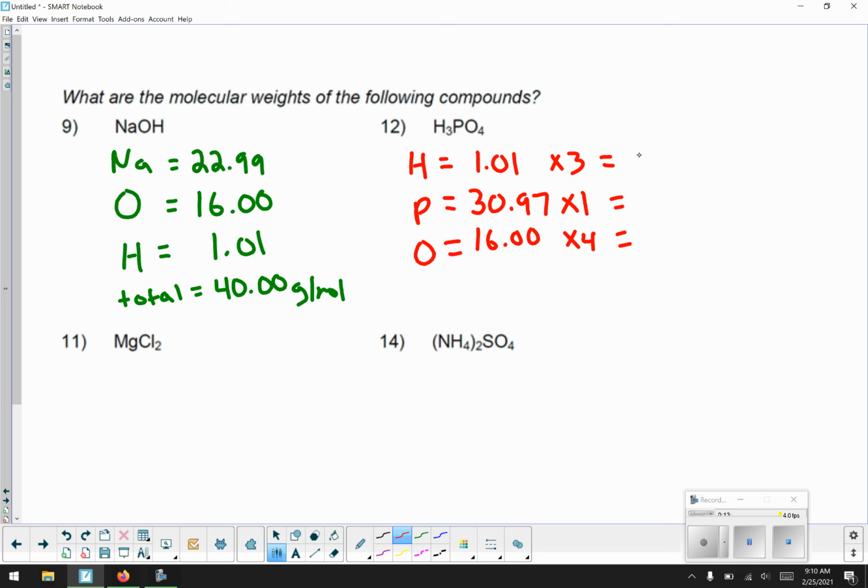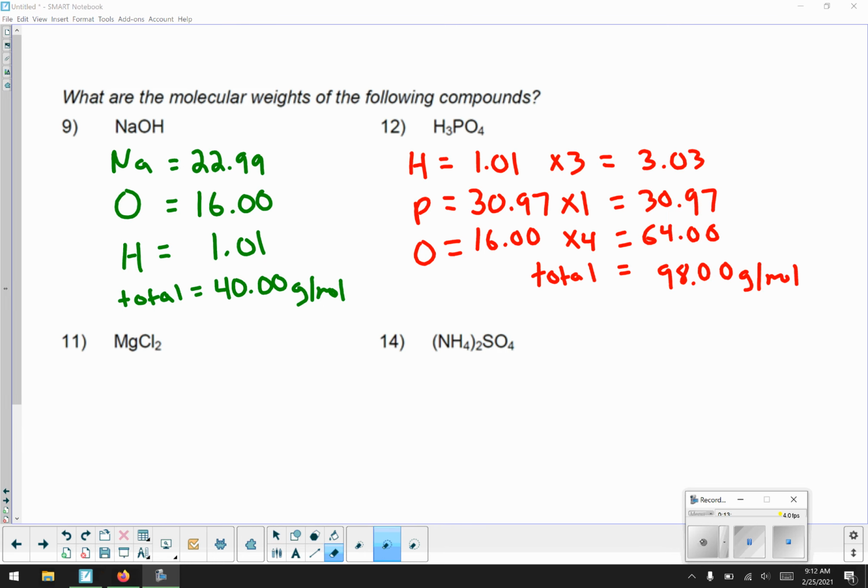Hydrogen times 3 is 3.03. Phosphorus times 1 is 30.97. I'm pretty confident on that one. And oxygen times 4, so 16 times 4, is going to be 64.00. Okay, so if you total all that up, you end up with 98.00 grams per mole. So 1 mole of phosphoric acid weighs 98 grams.